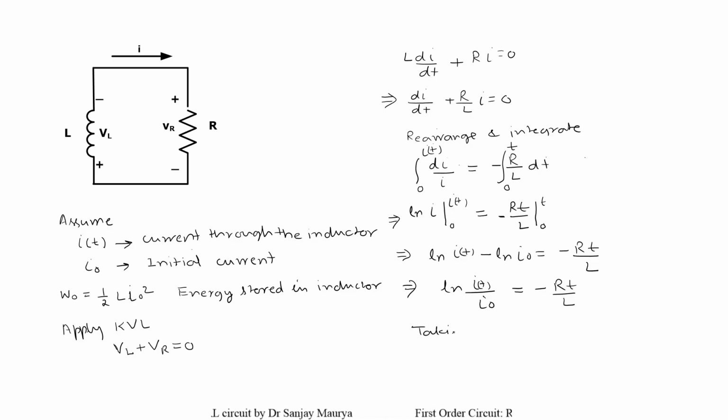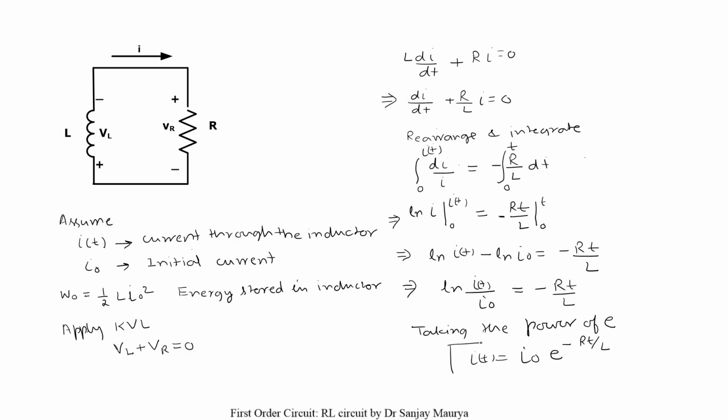Taking the power of e, we can write i(t) is equal to I naught e to the power minus Rt by L. So this will become the equation of current at any instant of time. This equation shows that the current i(t) is decreasing exponentially. So it is going to decrease in this fashion.